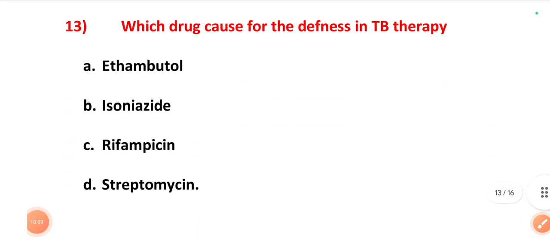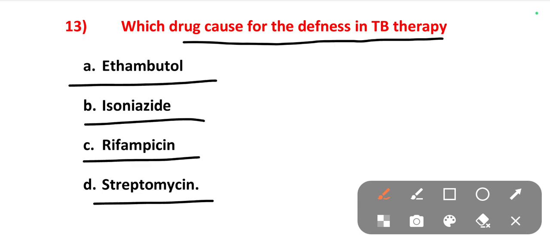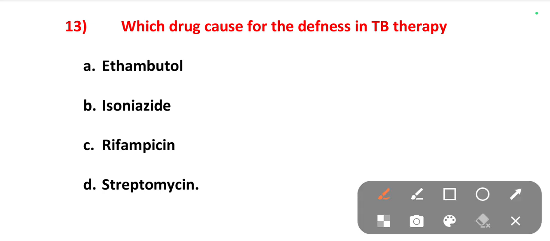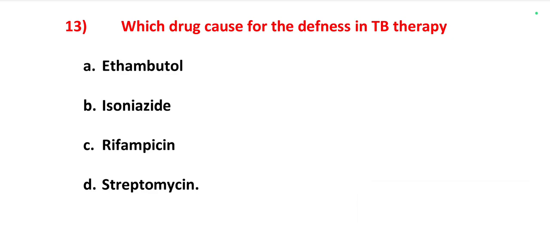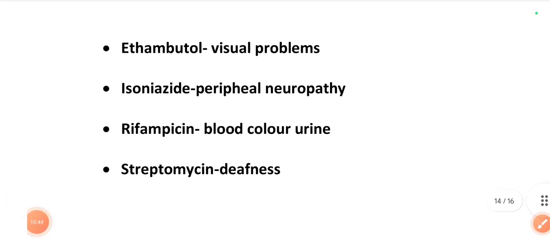The next one is, which drug can cause deafness in TB therapy? Options are ethambutol, isoniazid, rifampicin, streptomycin. The right one is streptomycin. So, with prolonged usage of streptomycin in a patient with tuberculosis, the person can have the risk for deafness. So we will see some of the adverse effects of TB drugs.